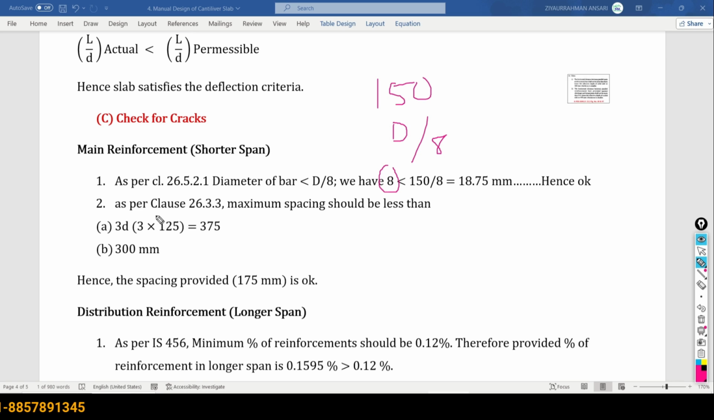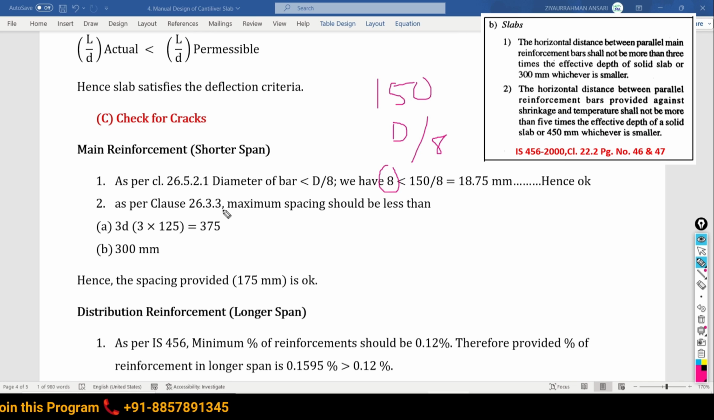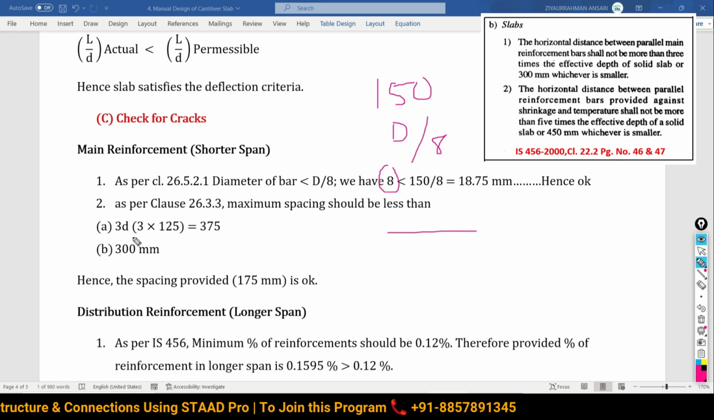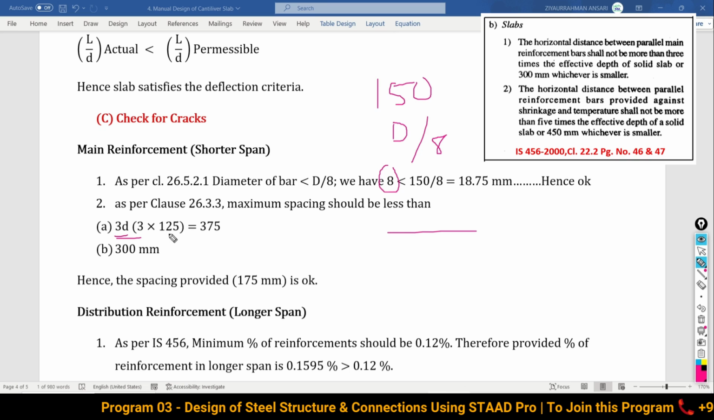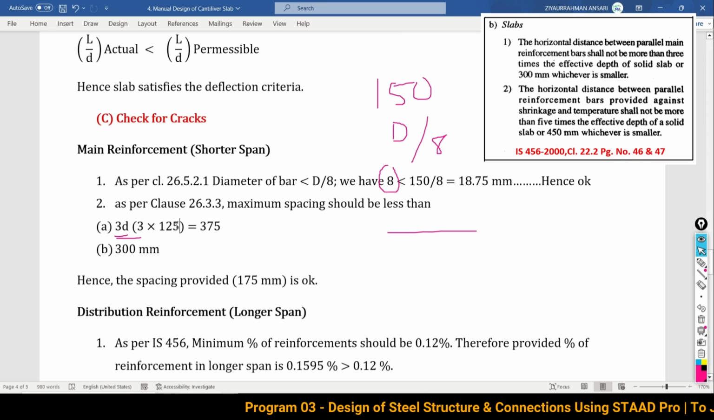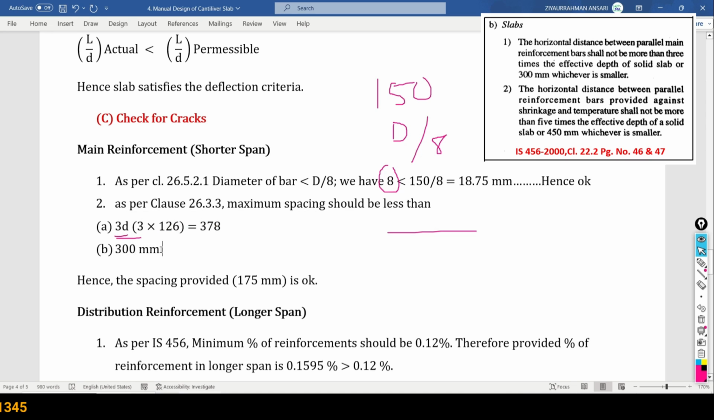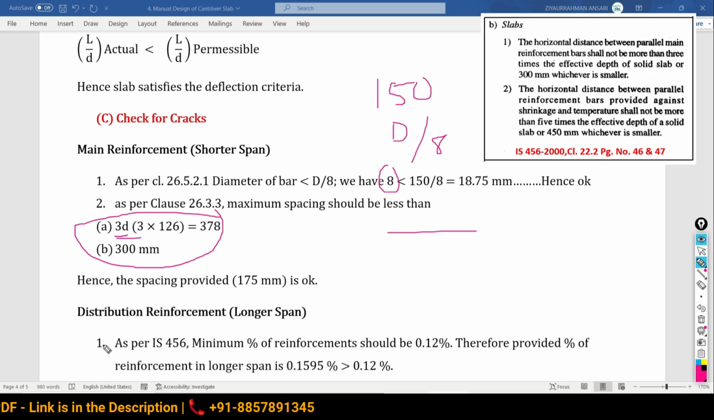That's okay, good. Second, as per clause 26.3.3 of IS 456-2000, the maximum spacing along the shorter span should not be more than 3 times the effective depth. So 3 times the effective depth 126, I had mistakenly taken it as 125, is going to become 378. So first 378, second 300. In no case are you allowed to provide spacing more than these two values.